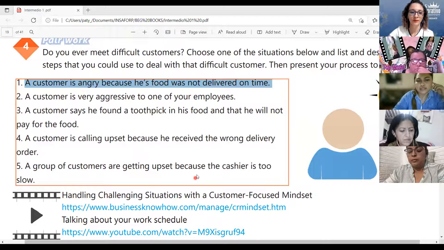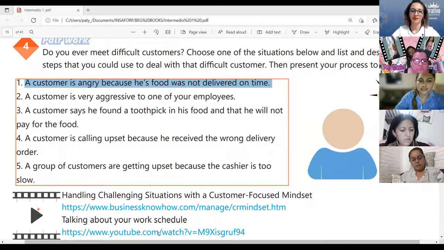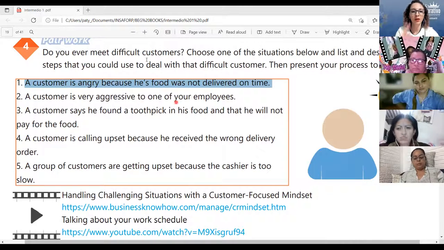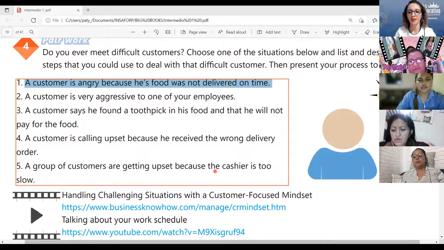Recommendation to a group of customers who are getting upset because the cashier is too slow. First, the waiter shall apologize to the client. Continue, Anna. Second, the employee might like to offer free drinks to the customers while waiting. Third, the manager could train the cashier. Sorry, Anna, can you repeat number three? The manager could train the cashier. Train. Okay, yes.